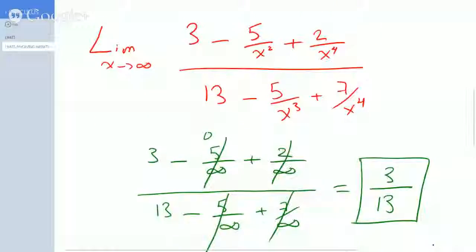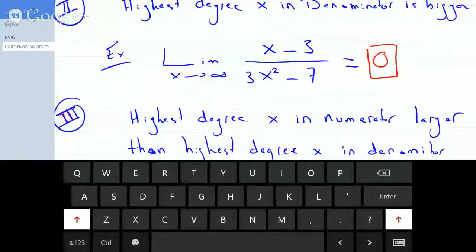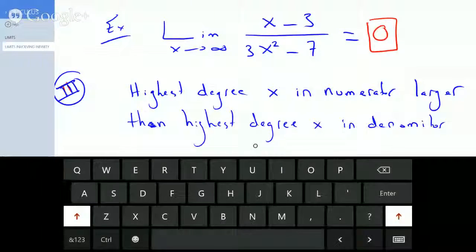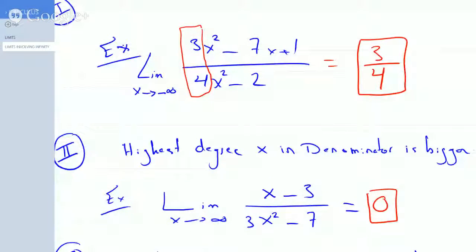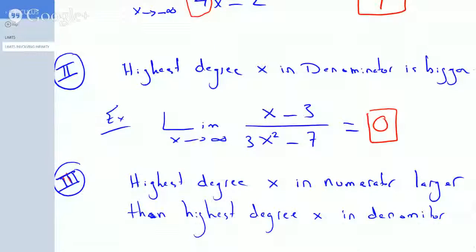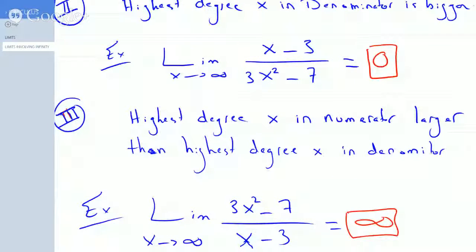On every single case here, I could have done that method. On the first one, I could have divided everything by x squared, and I would get 3 over 4. And here I can divide every term by x squared, and I will get 0. And here, if I want to do this the longer way, I could have divided each one by x, and I will get infinity. So this summarizes the limits involving infinity.